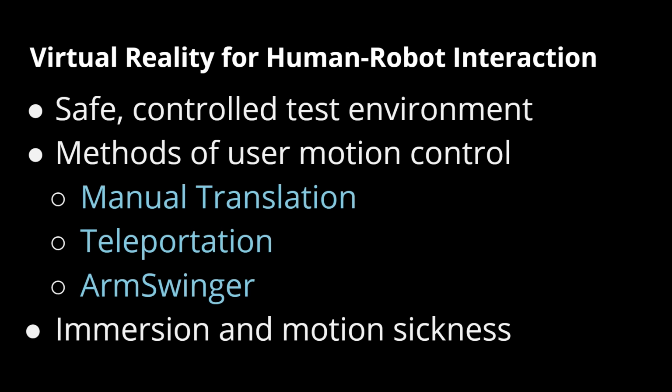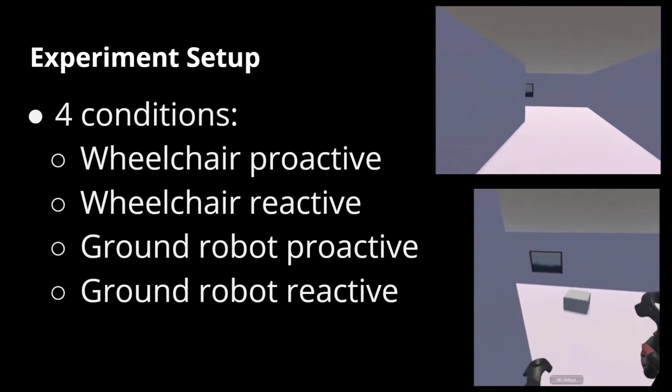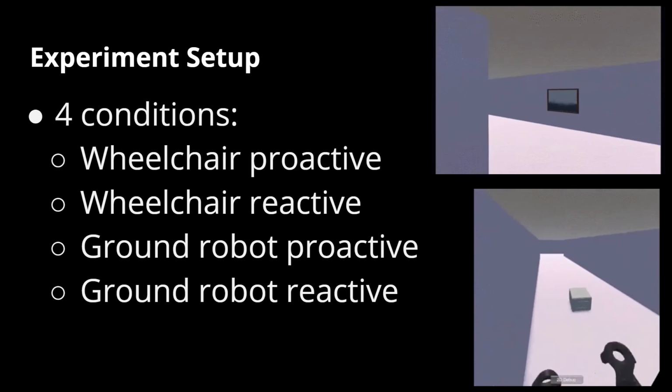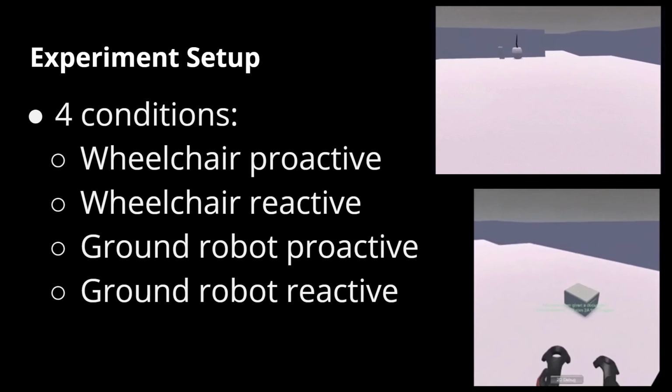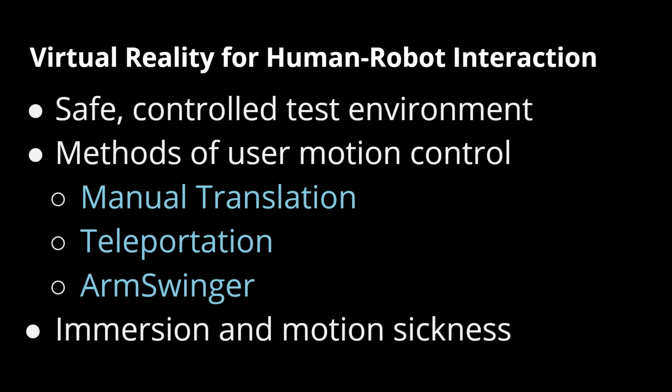And in this virtual reality environment, we considered different methods of user motion control. The one we decided on is arm swinger, where, as you can see on this previous slide in the bottom right corner, the user can move their arms back and forth, kind of like swinging your arms when you're walking, in order to move freely through the environment. And this provided the highest level of immersion and the lowest level of motion sickness.